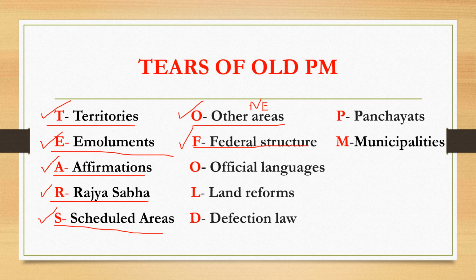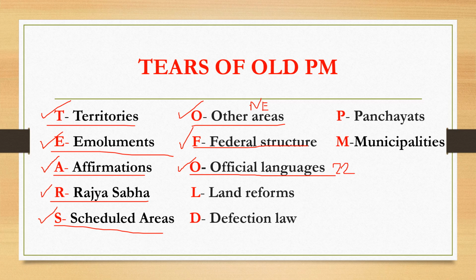Next is the 8th schedule. The 8th schedule is represented again by the letter O. O stands for official languages. And the 8th schedule deals with the description of 22 languages recognized by the Constitution. How many languages? 22 languages are recognized by the Constitution. So the 8th schedule is represented by the letter O and O stands for official languages.